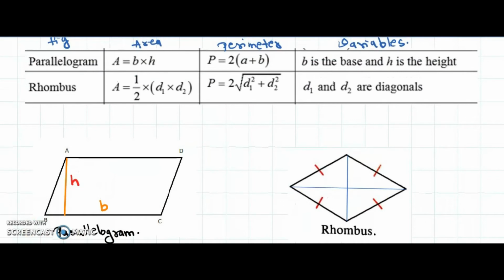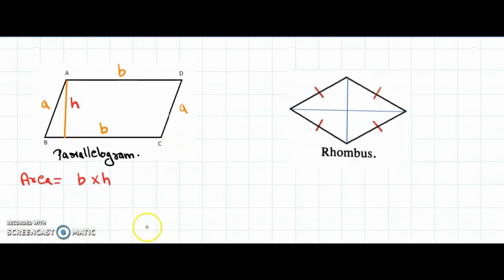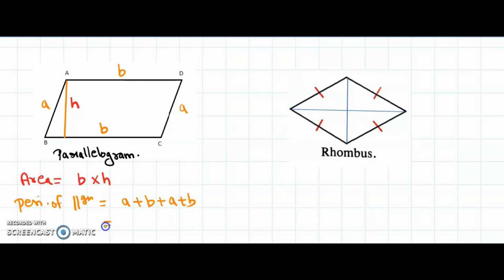Now let us talk about the perimeter of a parallelogram. For that, let us name the other sides also. Here it is B, so this will also be B. Let us mark this as A, and remember students, this will also be A. So what will be the perimeter of a parallelogram? It will be equal to the sum of all the sides. So the sum of all the sides will be A plus B plus A plus B, and it will become 2 times (A plus B).